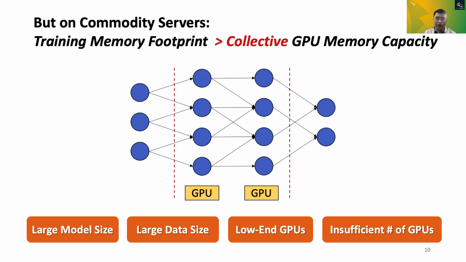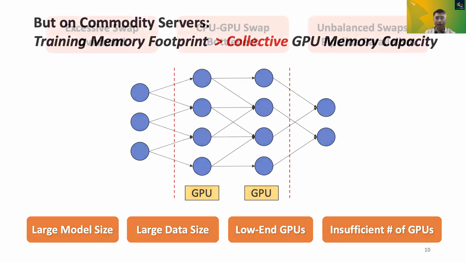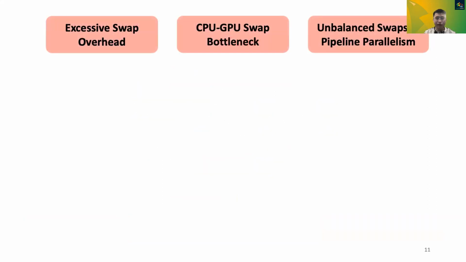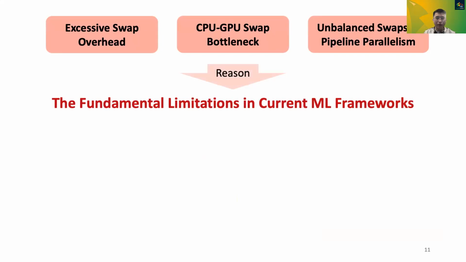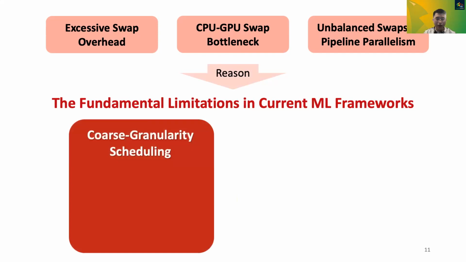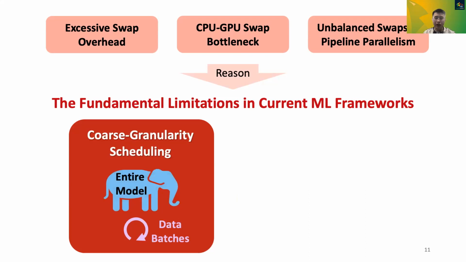It is time to think, how about combining pipeline training with memory virtualization? Unfortunately, it's still inefficient. So far, we have suffered from swap overhead, swap bottleneck, and even unbalanced swap in pipeline training. We find these swap inefficiencies are hard to solve because they are caused by fundamental limitations in today's ML frameworks. First, the scheduling is too coarse-grained. As shown earlier, PyTorch schedules the entire model to compute the first data batch before the second.